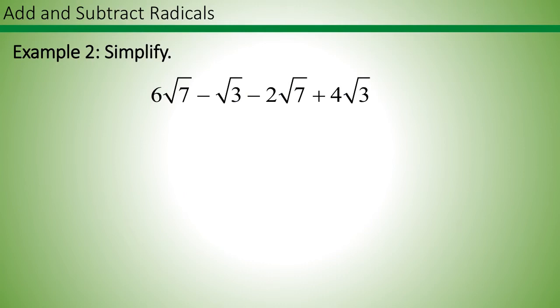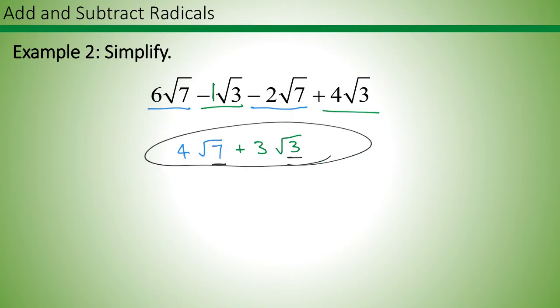Okay, on this one, notice that 6 root 7 minus 2 root 7, those are like terms. They have the same radicand. That's going to be 4 root 7. And then I also have negative root 3 plus 4 root 3. Remember, there's really a 1 in front of this thing. So negative 1 plus 4 is going to be plus 3 root 3, okay? And since this 7 is different than this 3, I cannot simplify this any further. So this is my answer.